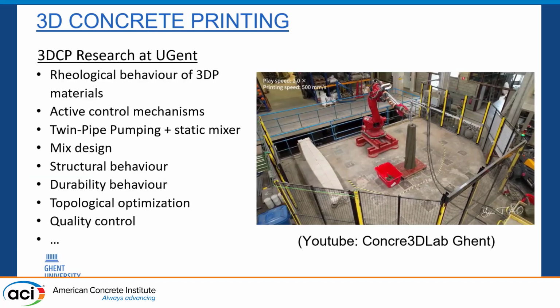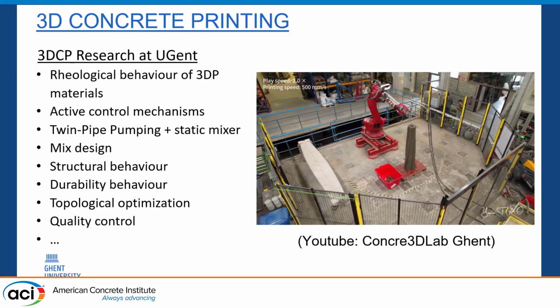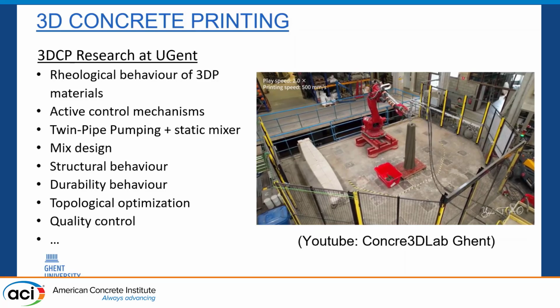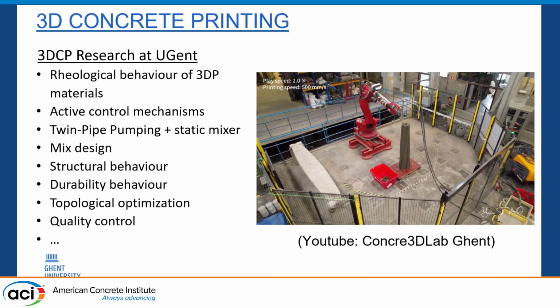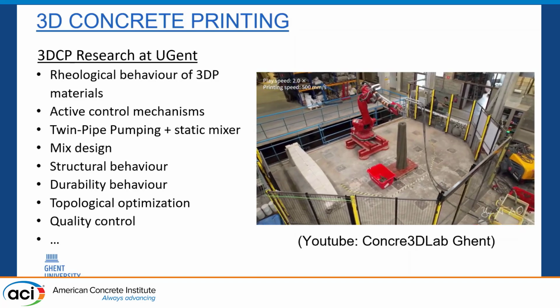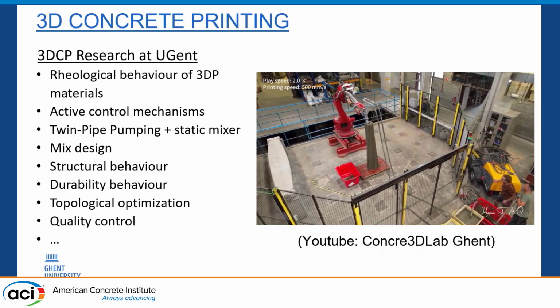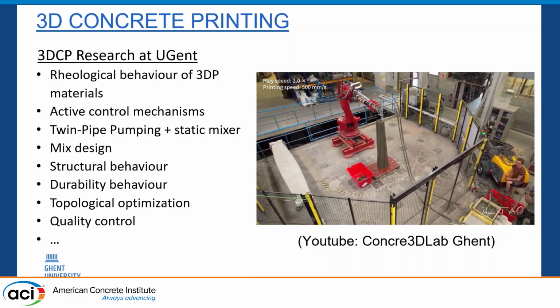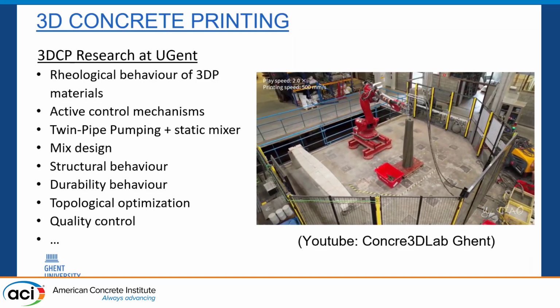So here you see a setup of our large-scale robot printing. We have different setups, but this is the largest scale we can go. Actually, you see there column printing. Be careful, it's accelerated here at double speed. Normally it's half of the speed. But we can go fast. We can print a column of 3 meters in 10 minutes. We developed special techniques for that, special materials.